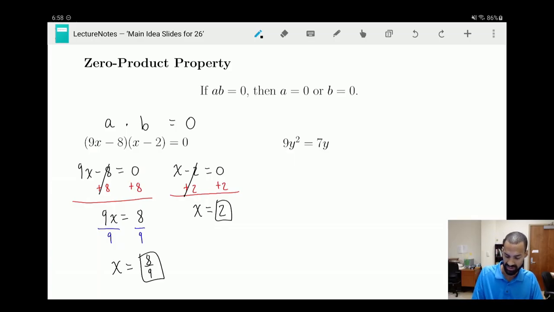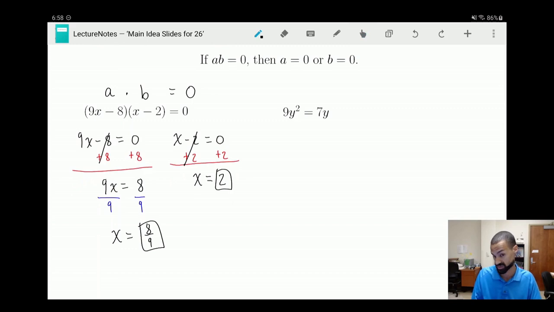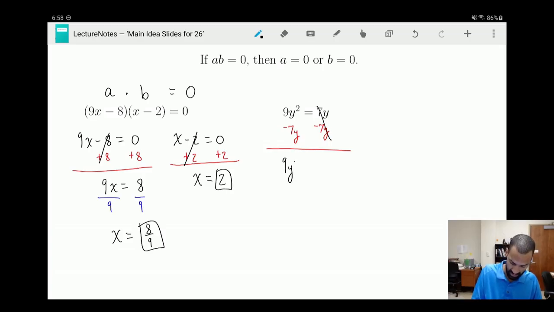Okay, 9y squared equals 7y. Let's talk about that one as well. Okay, again, we're going to use the zero product property in a second. Notice how this does not quite mirror this, right? It's not something times something equals 0. Okay, so what I'm going to do is get this thing equal to 0 by subtracting 7y from both sides. I'm going to get rid of anything that's on that right side, any terms, by subtracting. Okay, 7y minus 7y is 0. But I have 9y squared minus 7y equals 0.